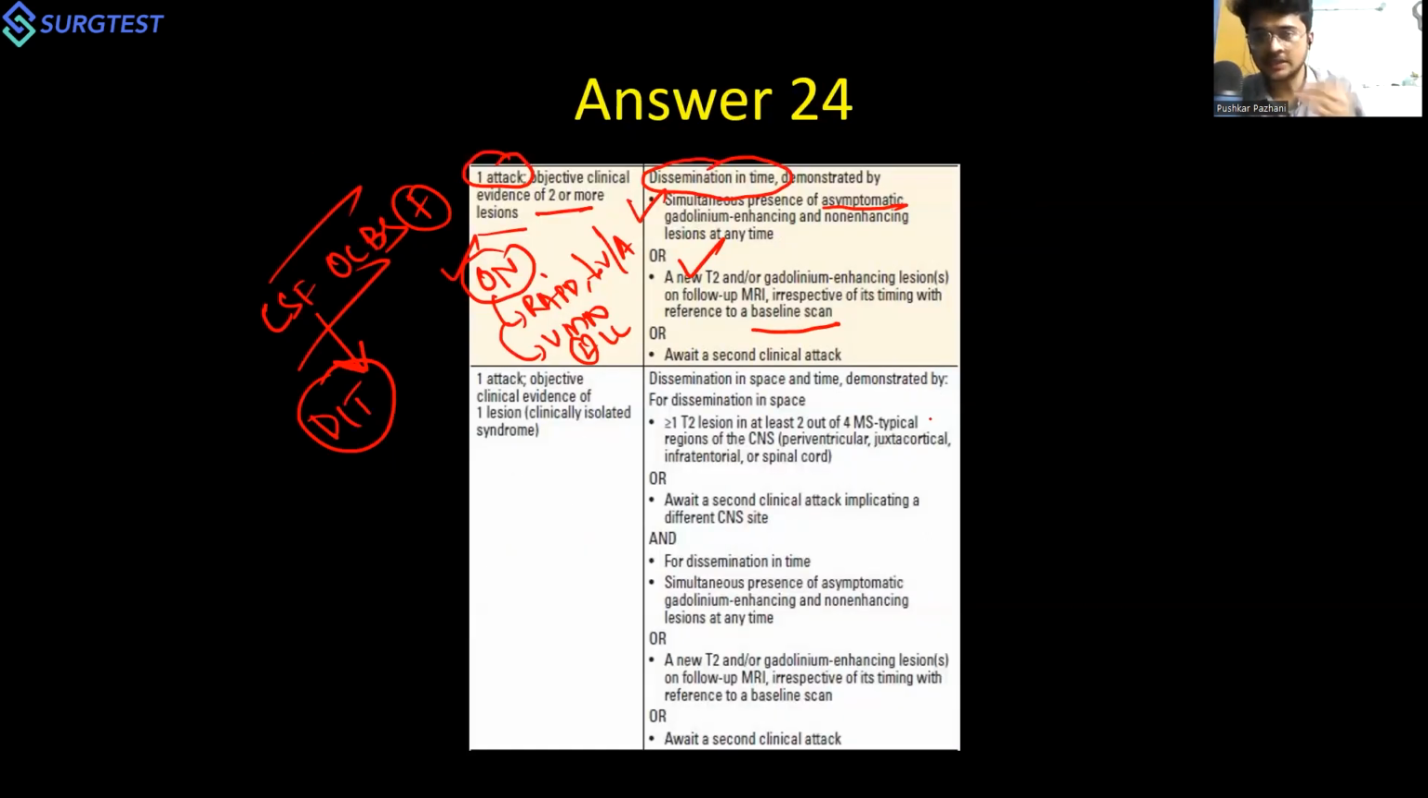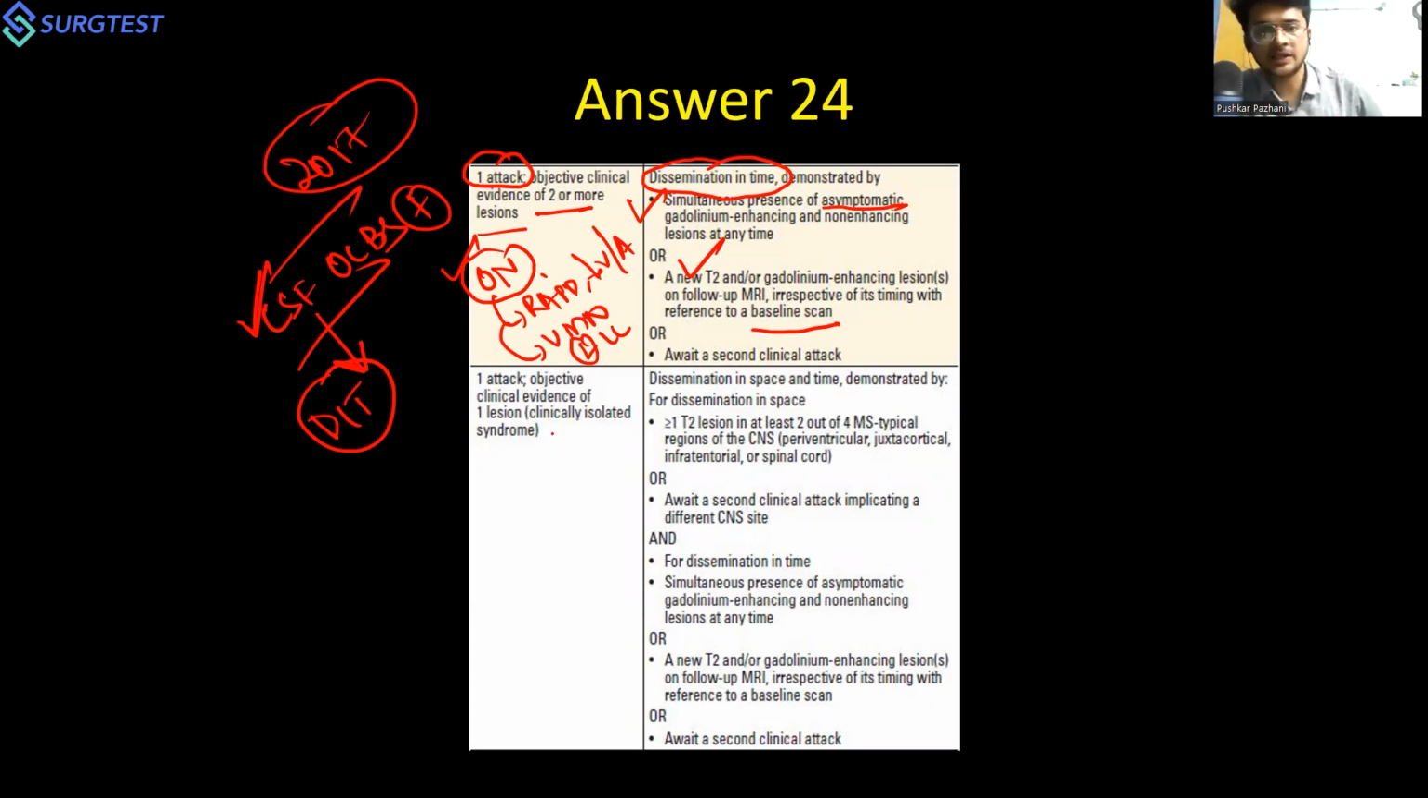And for dissemination in time, if you have a baseline MRI, and in this attack the patient is having a new lesion, that is dissemination in time. If the patient is having asymptomatic, both enhancing as well as non-enhancing lesions in the MRI, that is also dissemination in time. And very important, presence of CSF oligoclonal band positivity is dissemination in time. This is based on the 2017 revision. For some reason, it's not mentioned in Harrison. I'm not sure why, but it doesn't mean it's not there. So please don't forget, CSF OCBs is equal to dissemination in time.